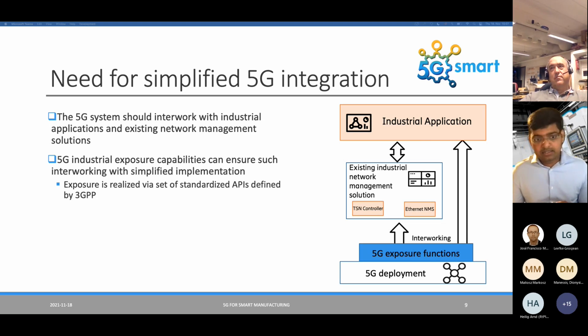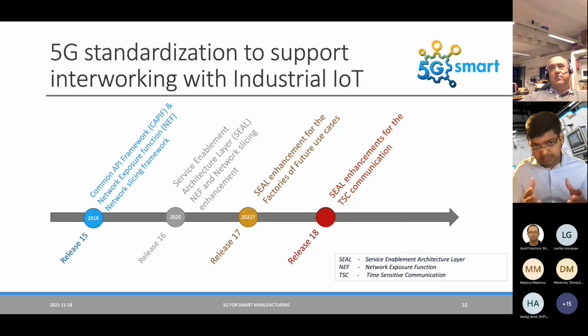So 3GPP, since release 15. 3GPP, as we all know, is a global mobile communication standardization body. The way it works in 3GPP, we have releases. Release 15 was the first drop of the technology where 5G was introduced. Within this release 15, the common API framework CAPIF was introduced along with the network exposure function and the network slicing framework. This framework provided a very unified approach on how these APIs can be exposed to several applications.